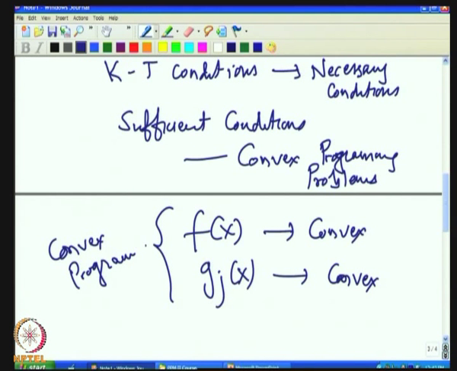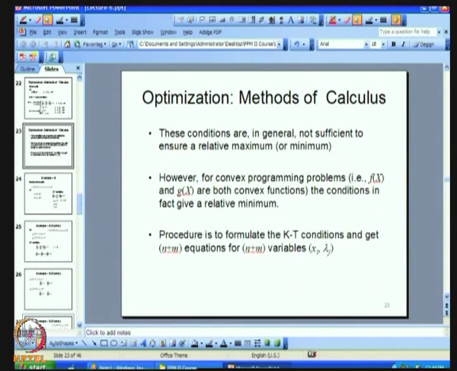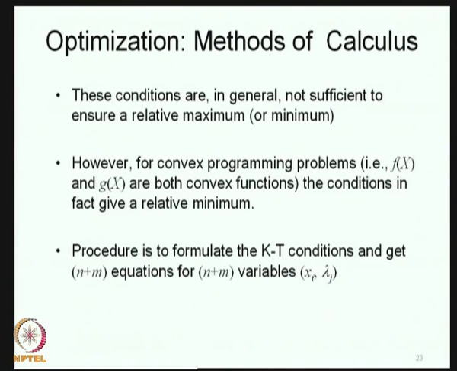This is a specific case of the general optimization problem that we dealt with. If you have f of x as convex and g j of x also convex, meaning all constraints are convex functions, then the Kuhn-Tucker conditions that we just stated are both necessary as well as sufficient conditions. This is what you must remember. So, Kuhn-Tucker conditions are both necessary as well as sufficient if you are dealing with convex programming problems.